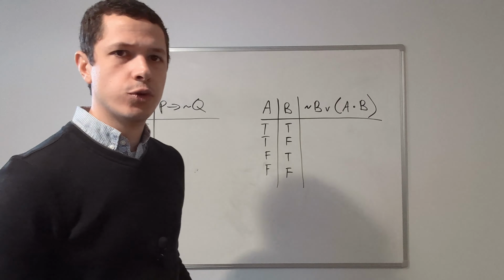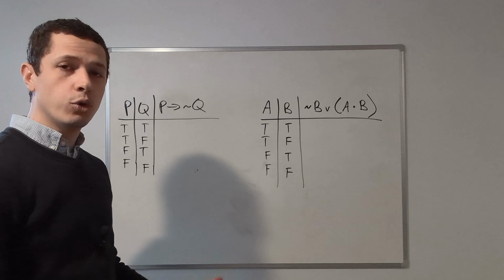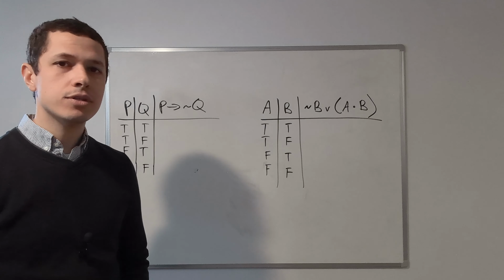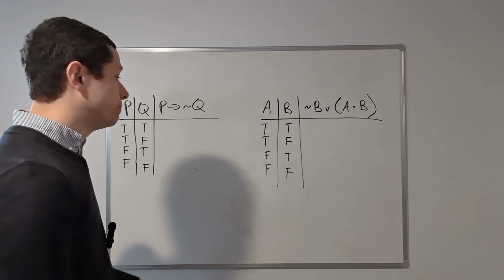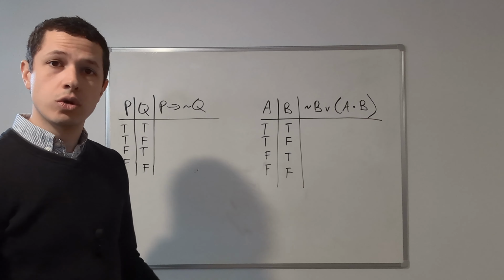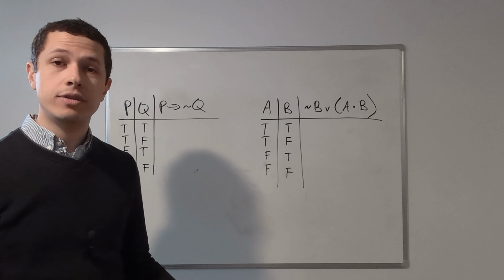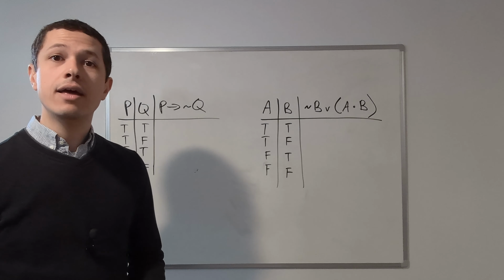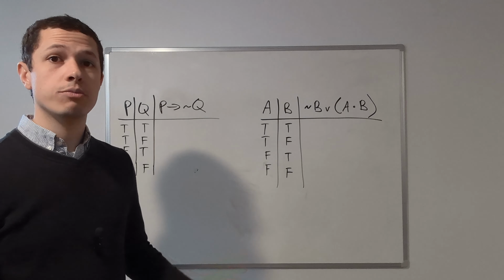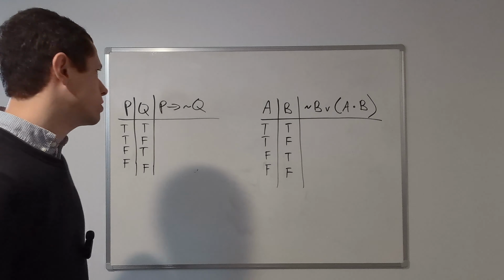I have two statements for you already written on the board. They're both going to turn out to be contingent statements. Part of the point here is just to get a little bit of practice. And by the way, if you don't know how to construct truth tables or how to evaluate the logical connectives, I have a number of videos uploaded on that I would highly recommend watching before jumping into this one. All right, so let's get started.